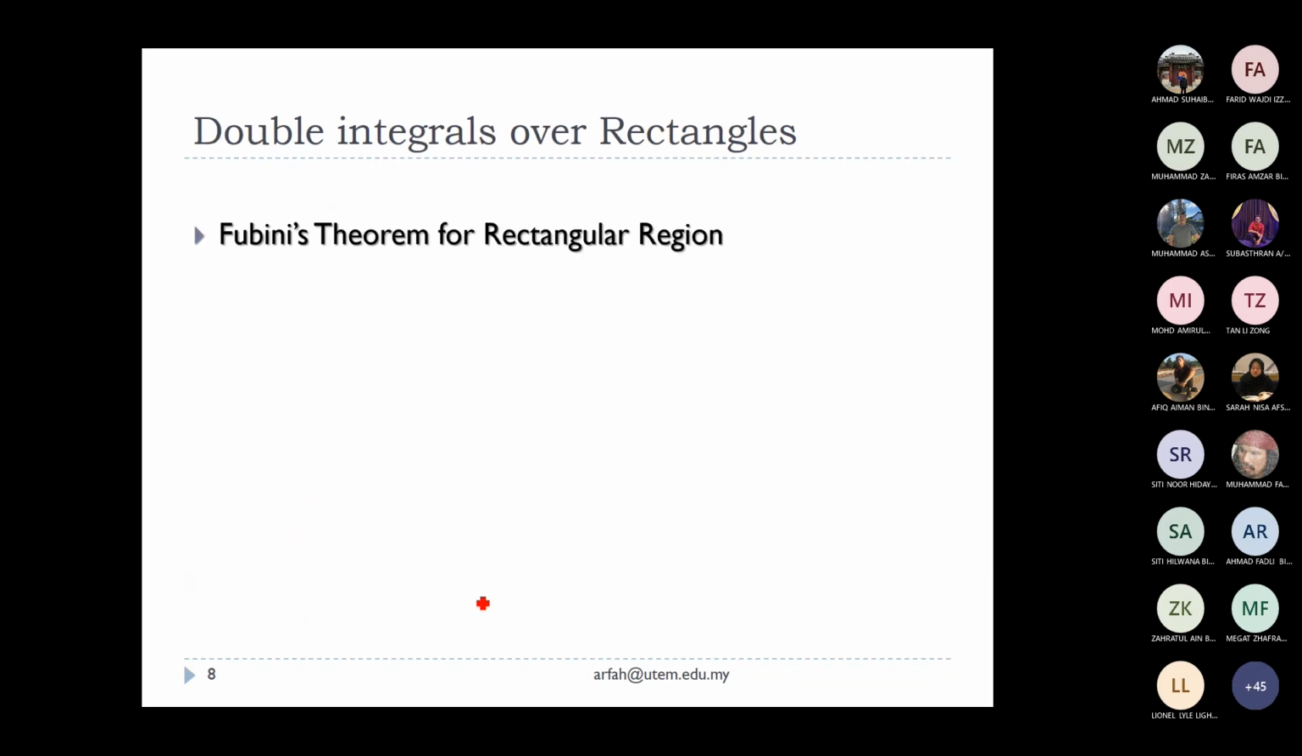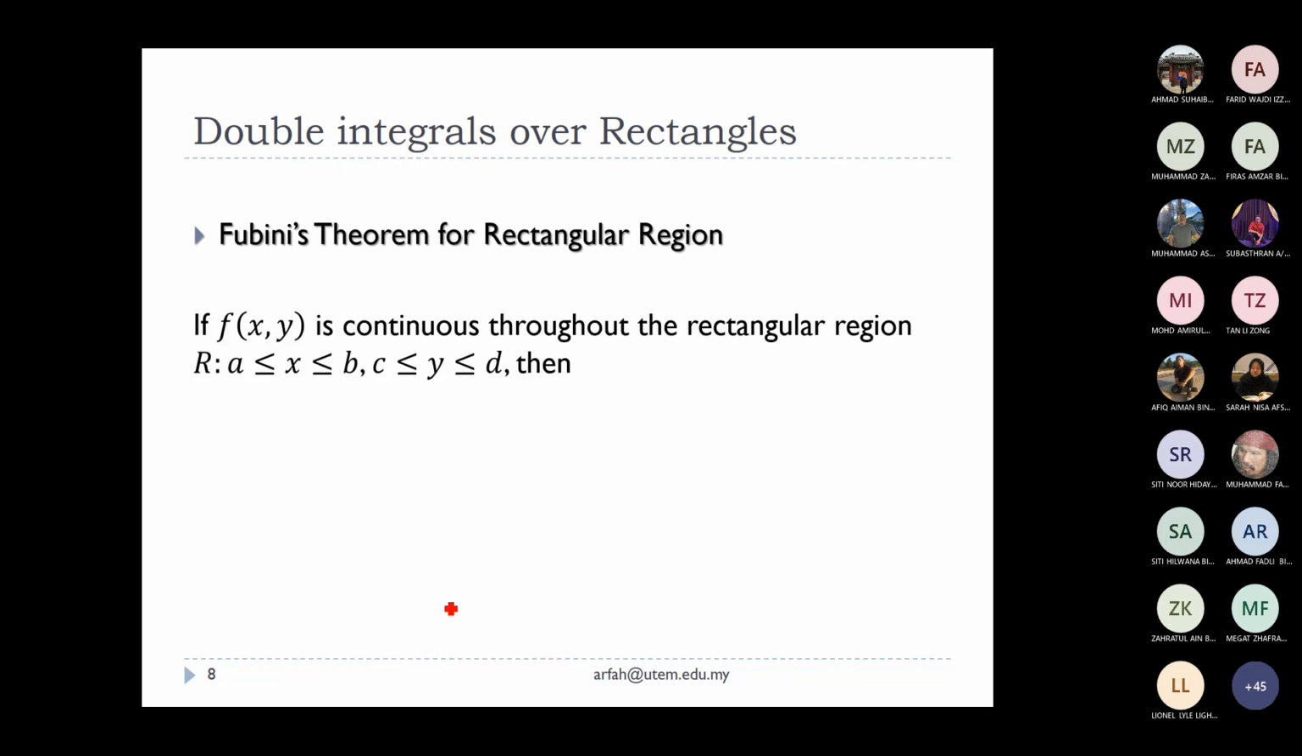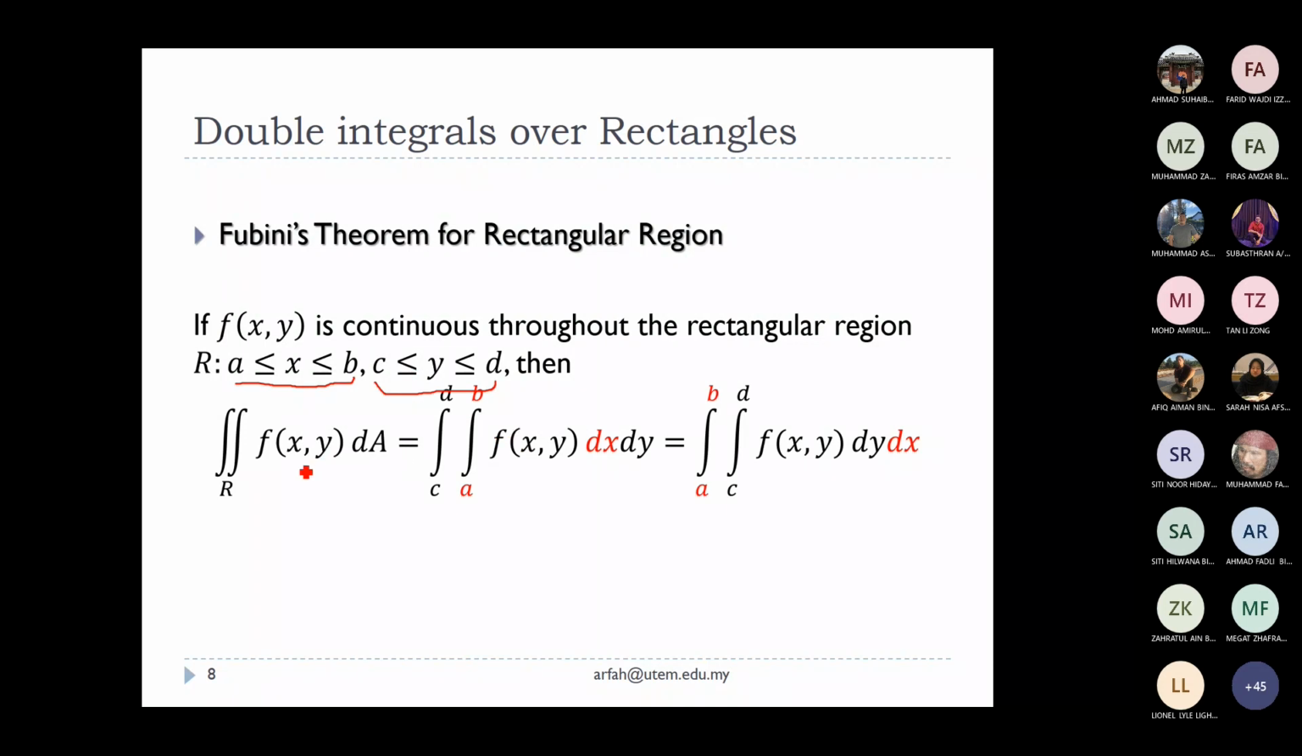So how are we going to solve the double integral? Double integral over rectangles: Fubini's theorem for a rectangular region. If the function f(x, y) is continuous throughout the rectangular region R, where x takes values between a and b, and y takes values between c and d, then the integration of f(x, y) over region R is equal to the integration with respect to x from a to b, and then the integration with respect to y from c to d. Or equivalently, if you want to do the integration with respect to y first, you can. So first integrate y from c to d, and then integrate x from a to b. This is Fubini's theorem for a rectangular region.